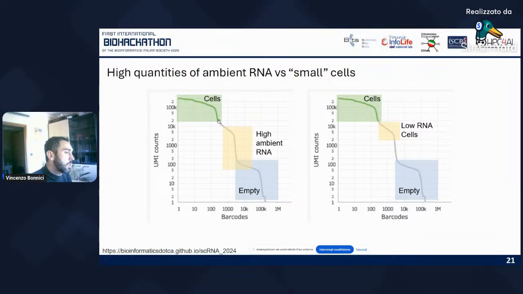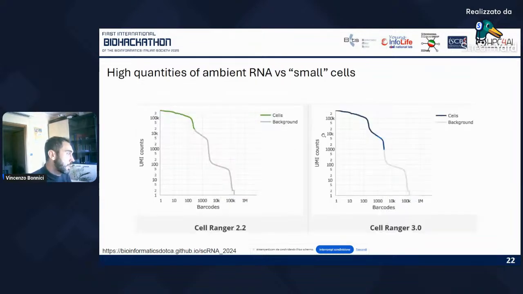But of course, not all the cells are the same. Some of them have low level expression of the RNAs. And for sure, there's a part of this chart in which you can identify, let's say, low RNA cells. Okay. So what the tools are actually doing is they filter to get rid of some of the cells, namely some of the barcodes, by the UMI count.